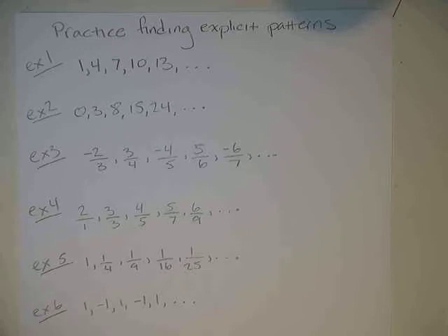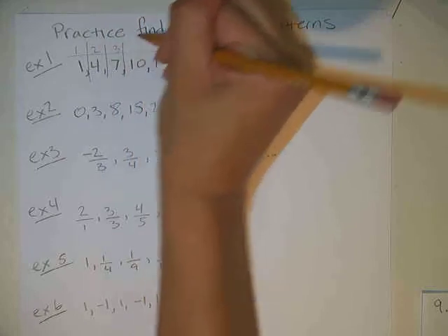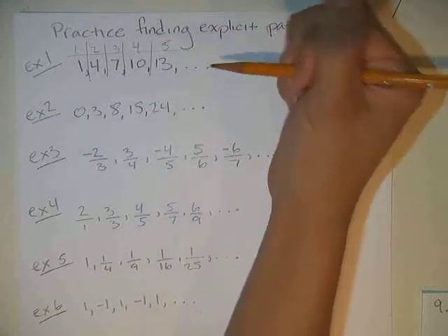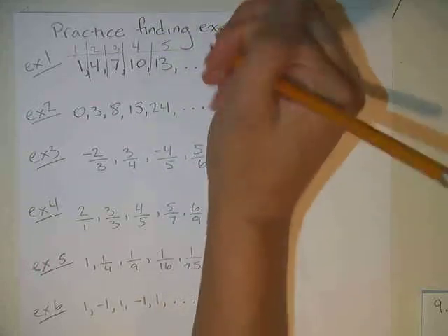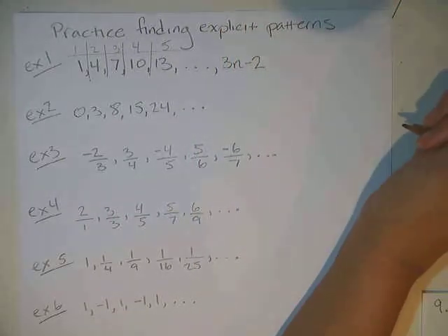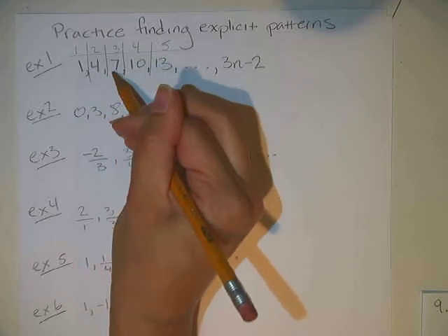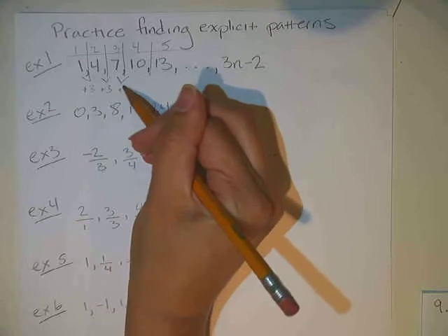To finish up, here are a few sequences. Why don't you take some time, look through these, look for patterns, and see if you could find the explicit formula for each one. Push pause. Okay, so here we go. It might help you as you do these to actually create a table. 1, 2, 3, 4, 5. And remember, you're looking for a formula that will take you from this number to this number.